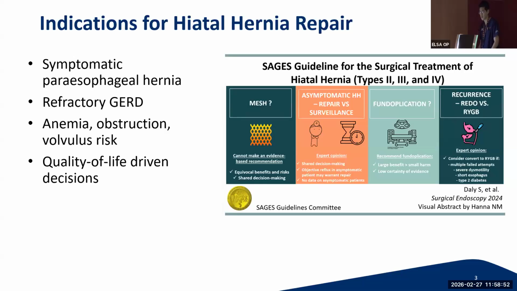For asymptomatic paraesophageal hernias, they actually recommend that you should have a discussion. But I think in surgical literature, we usually tend to repair these patients, especially those with symptomatic type 2, type 4, as we mentioned. Fundoplication, it's recommended that we should perform in the same setting, as that probably will reduce recurrence risk. And in special situations such as redo or recurrence, we should really be considering whether, instead of re-repairing the hiatus, whether RYGB or Roux-en-Y gastric bypass is indicated, especially in patients with high BMI.